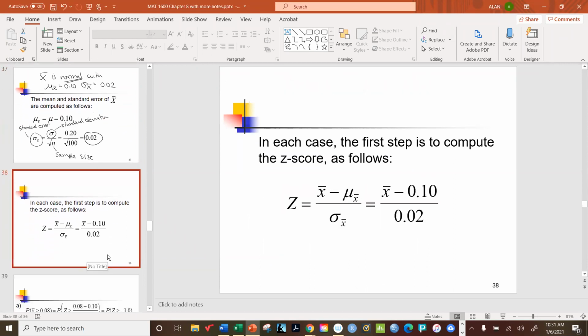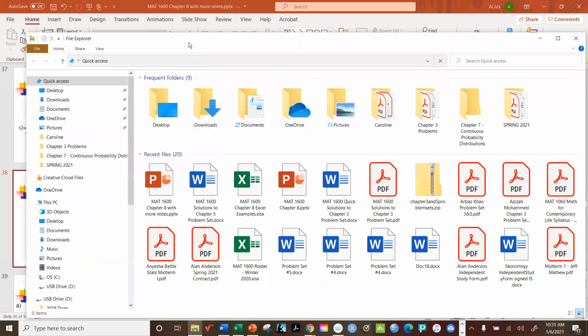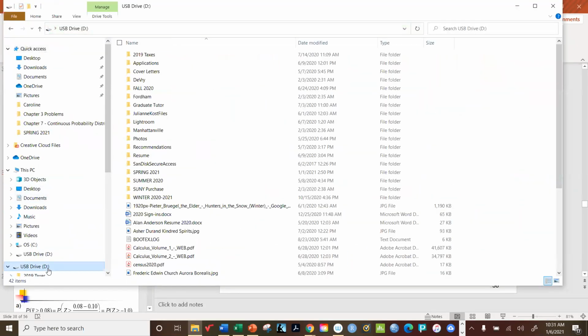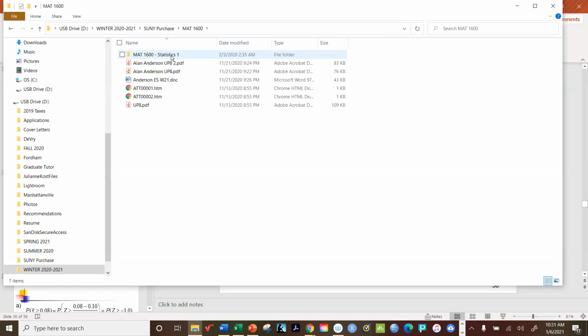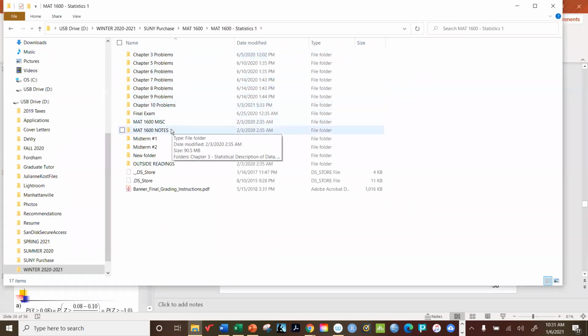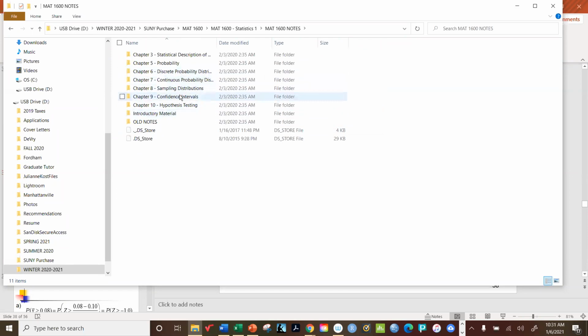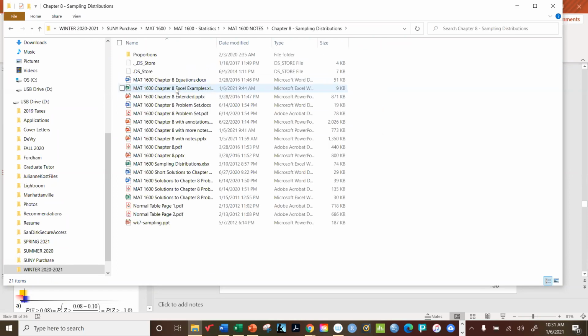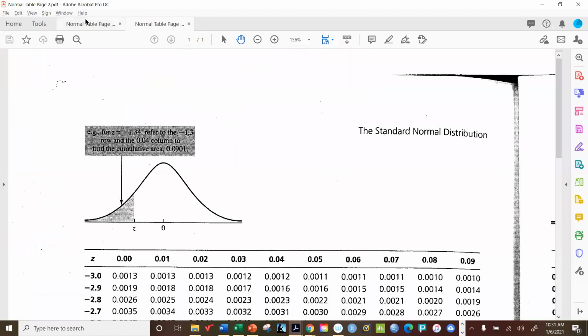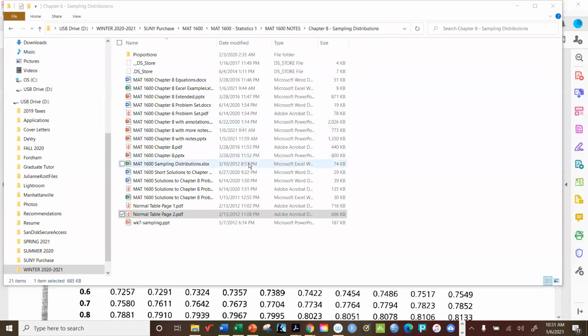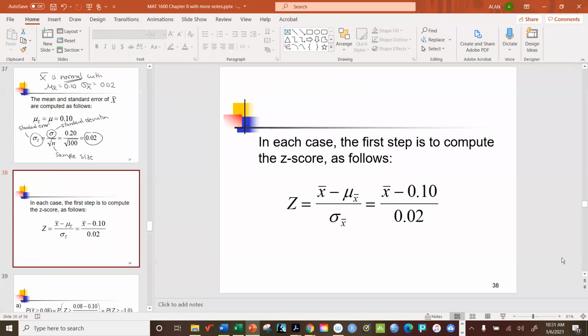If you want to use the tables, which let me go open up those tables real fast, then you need to make a conversion, of course. Here we go. Normal 1 and normal 2. We have a positive table and we have a negative table. So what we're going to do in each case is, of course, subtract the mean of 10% and divide by the standard error of 2%.